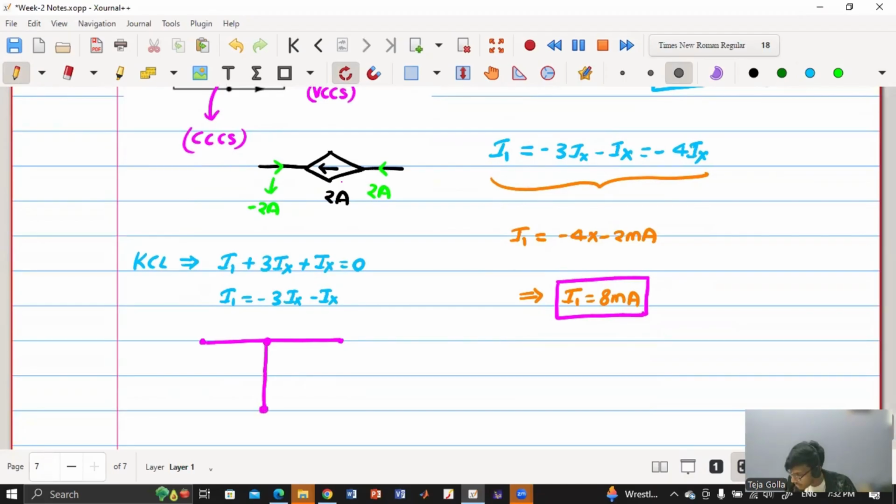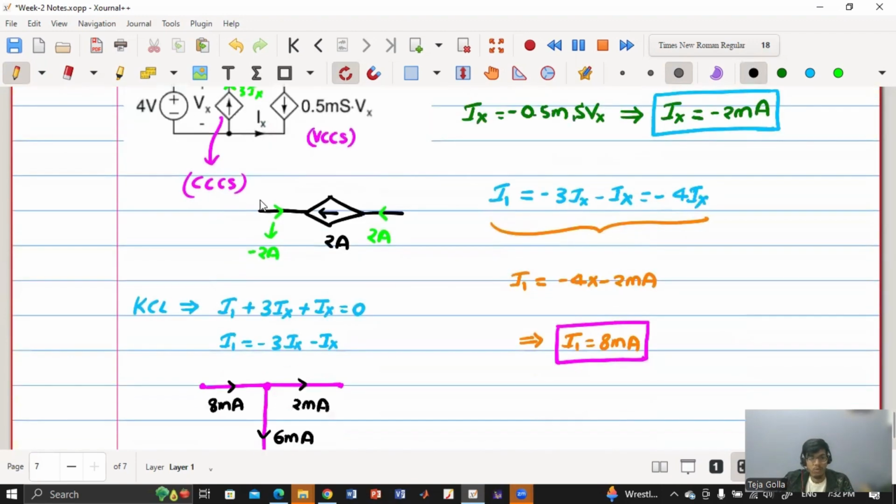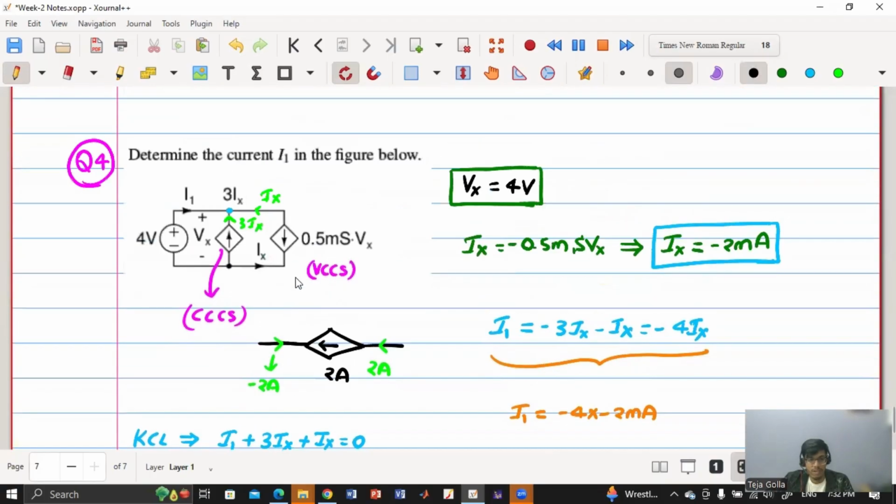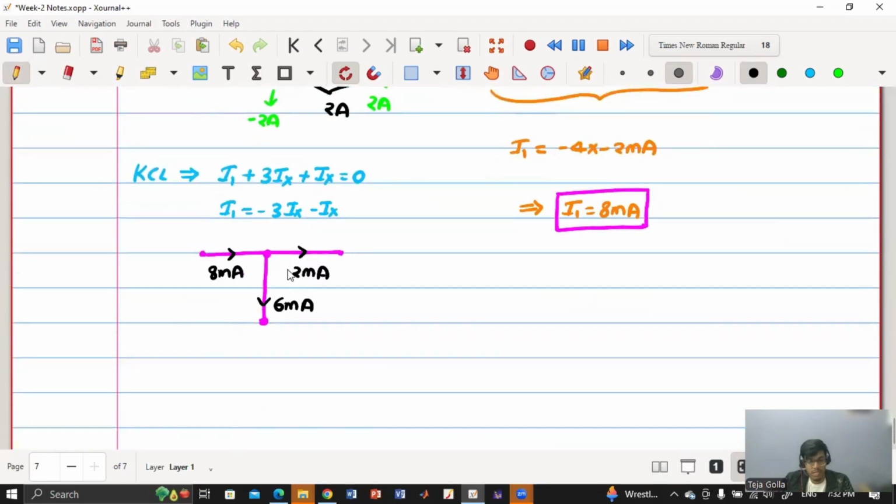So basically, what is the current direction? Current direction is like this. 8 milliamperes is flowing like this, 2 milliamperes is flowing like this, Ix, and 6 milliamperes is flowing like this. Agree? I1 is 8 milli and 3 Ix is negative, which means the current is actually flowing in the other way. And Ix is also negative, which means the current is actually flowing in the other way.